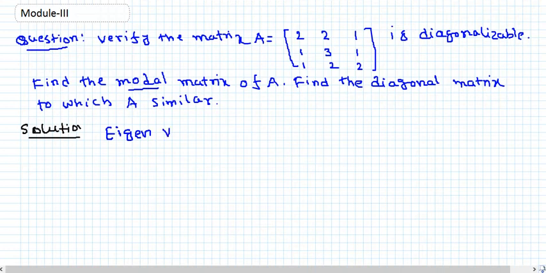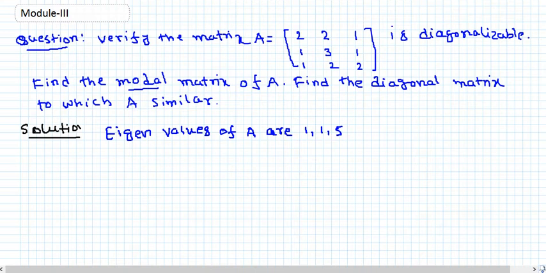So the eigenvalues of A are 1, 1, 5. So the first step is done. Next, we have to find the corresponding eigenvectors.